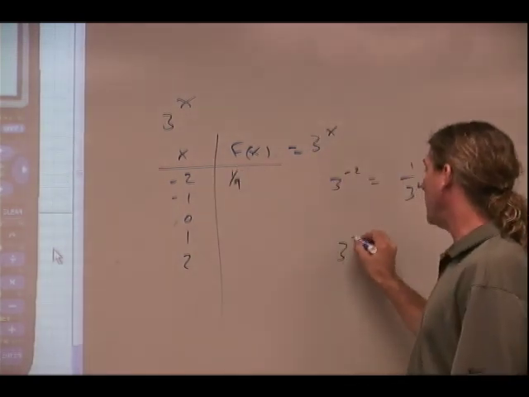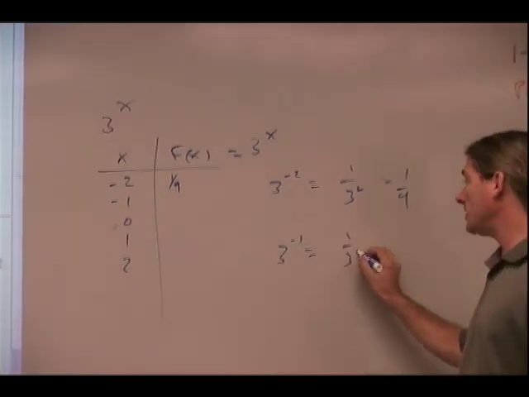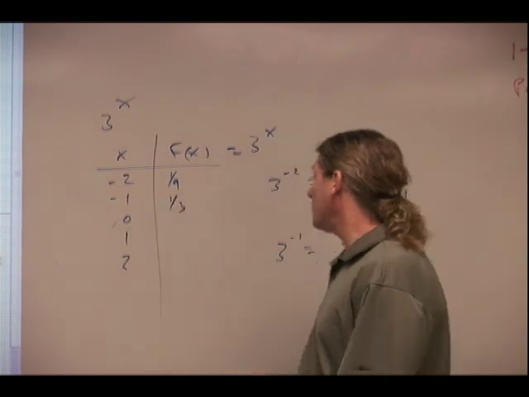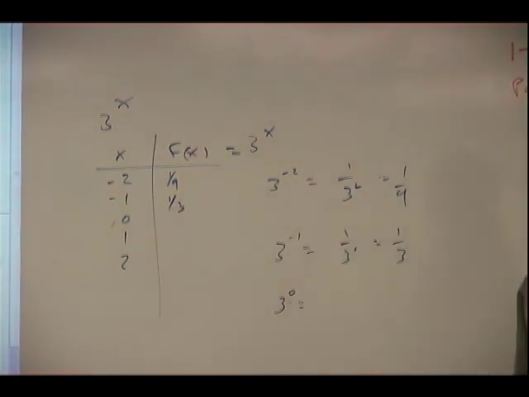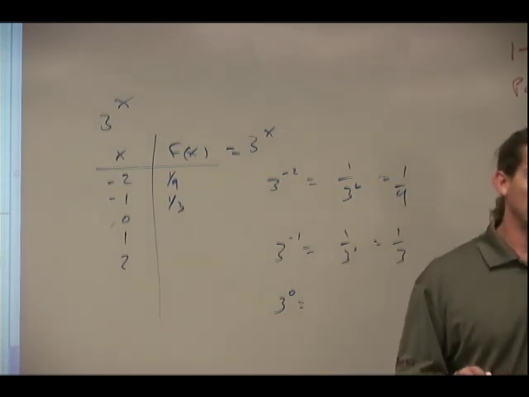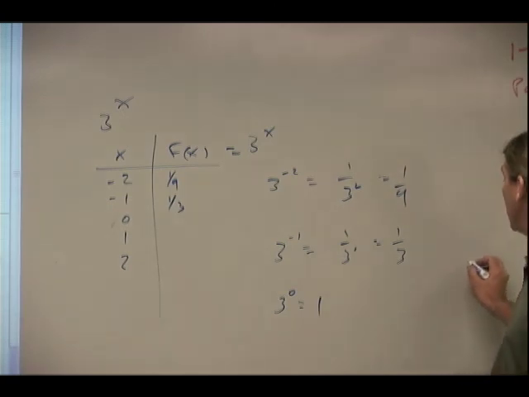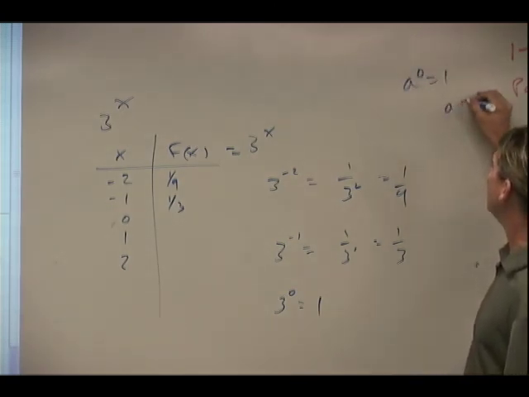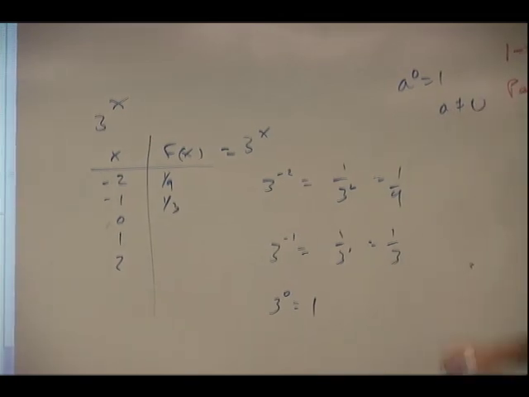How about 3 to the minus 1? Now 1 over 3 to the positive 1, which is simply 1/3. How about 0? What is 3 to the 0 power? 1. What is anything raised to the 0 power? Anything raised to the 0 power is 1, a to the 0 equals 1, provided a does not equal what? Right, you cannot raise 0 to the 0 power.